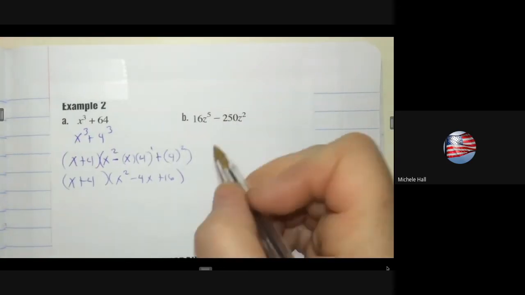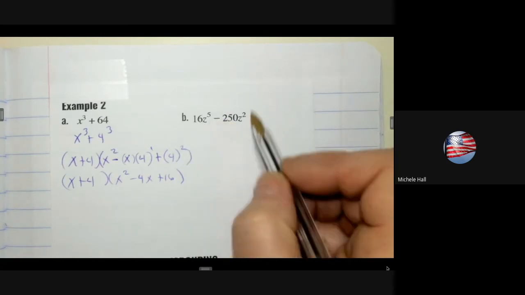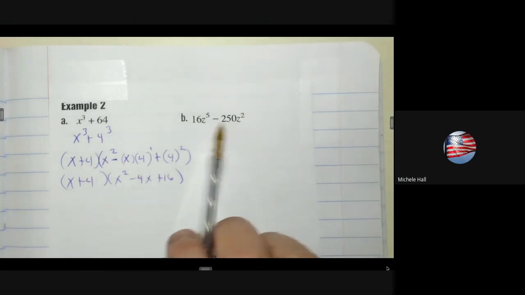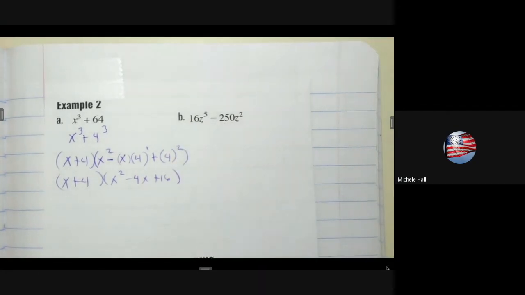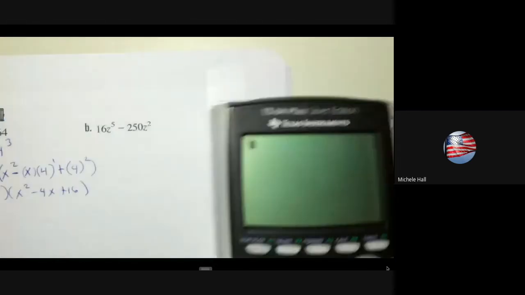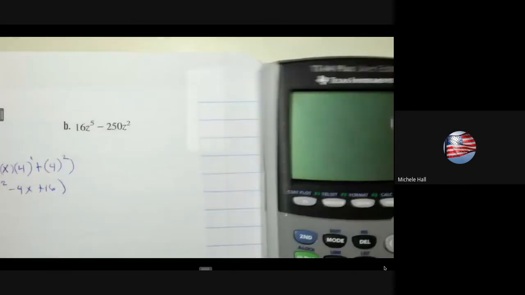Example B. Is there anything that I can pull out from all of these? We still need to remember that. Let's see, is 250 divided by 16 even? It does not work out evenly. How about 250 divided by 4? No. All right, on our graphing calculator, we do have a way that we can find the greatest common factor.